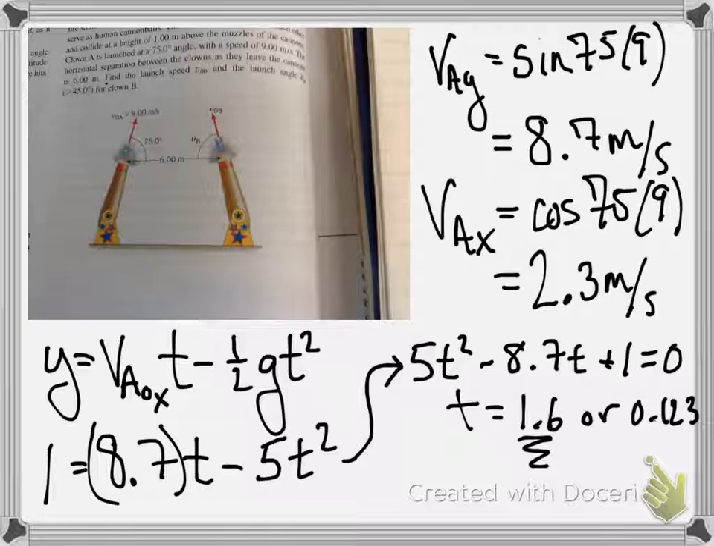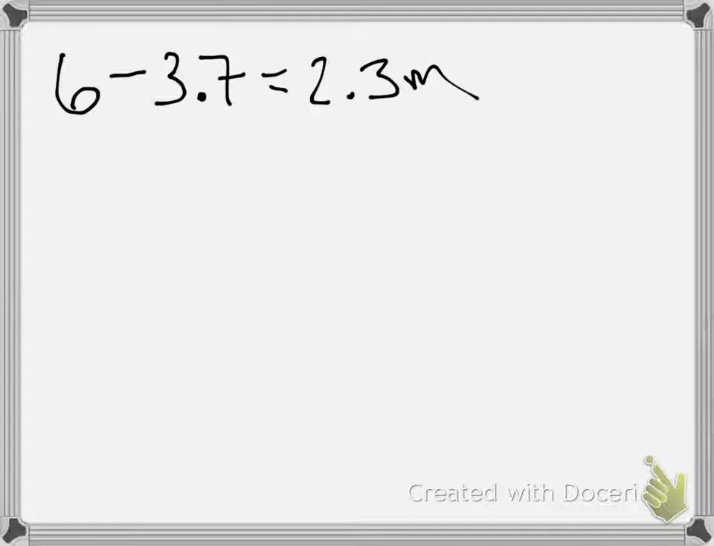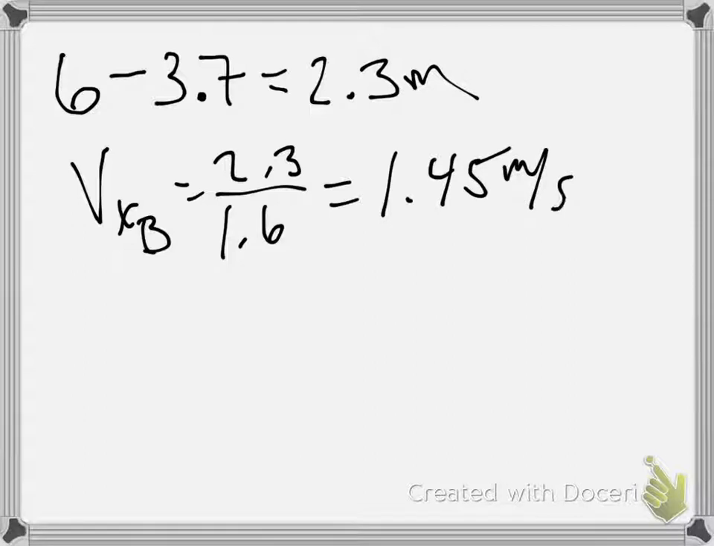seconds. Alright, so from there, I can find out the distance that it collides, because if I know it's 1.6 seconds and I know its x velocity is 2.3 meters per second, it would have hit 3.2 meters over from cannon A. So if I do subtraction of 6, I can find that it's 2.3 meters from cannon B. Therefore, I know that clown B's x velocity, which is constant, covers 2.3 meters in 1.6 seconds. That makes it 1.45 meters per second.